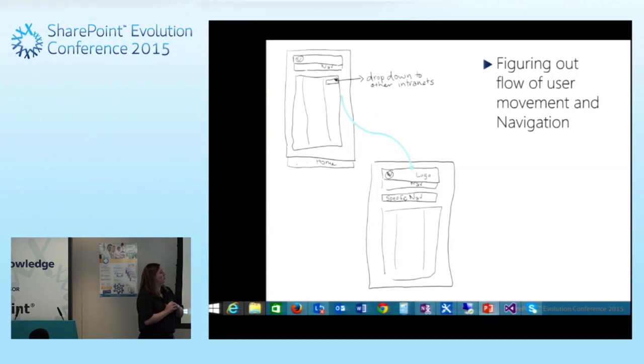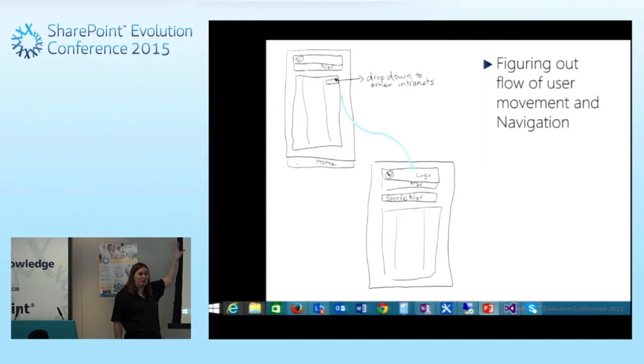Great. So we started talking about how we were going to do that, but they said, but we need them to easily be able to get to their intranet because that's where all of their work lives. So what we started talking about doing for them is we defined kind of what we had, and then we added in a little drop-down list that would be permissions trimmed to show them the list of intranets that they have access to.